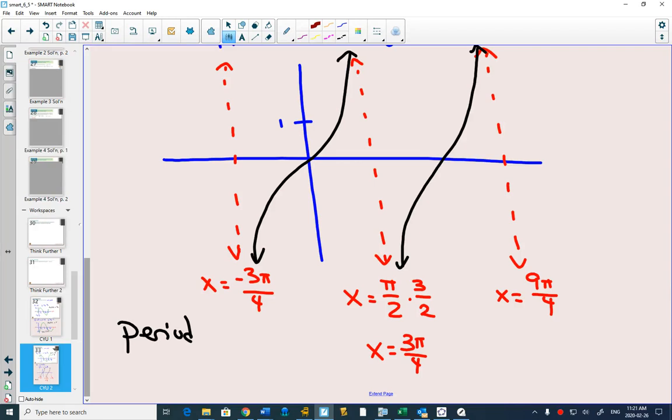3 pi over 4 plus 3 pi over 4? Does that make sense? Because this one's at negative 3 pi over 4, so it'd be 3 pi over 4 to 0 plus another 3 pi over 4 to the next one. If you added those together, you would get 6 pi over 4, or you could reduce it to 3 pi over 2.